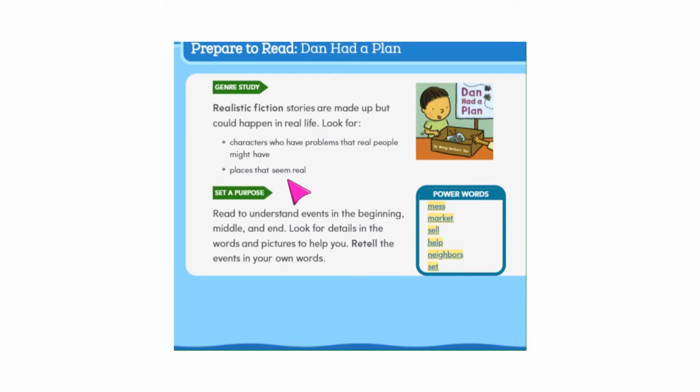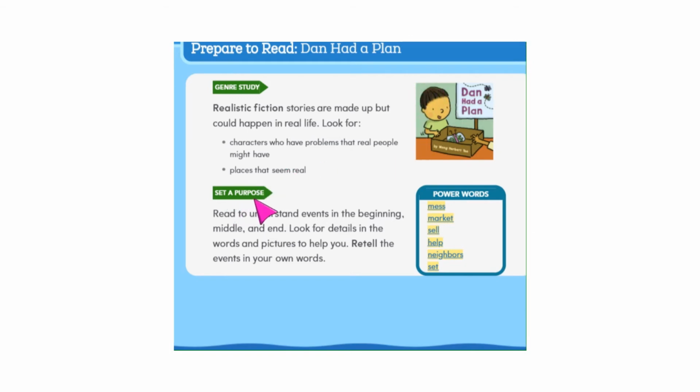Places that seem real. So right here, boys and girls, on our cover title page, our front book, we have an illustration of a little boy. We know he is a made-up character because he's an illustration. When it's realistic fiction, that means maybe the events can happen. But in this story, the author made it up. It did not happen in real life.